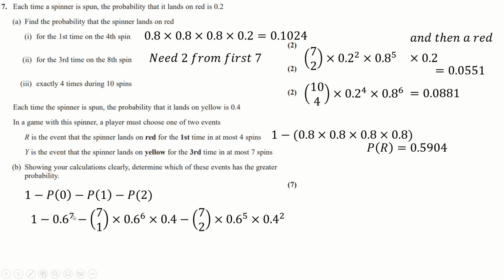So 0.6 to the power 7 minus 7 choose 1. So this is just representing getting 1 yellow somewhere in the first 7 spins. This is representing getting 2 yellows somewhere in the first 7 spins. This is representing getting 0 of them. If I take away that from all the possible sample spaces, which is just this one, I'll end up with all the cases where I end up with at least 3 in those 7 spins. And that's just this probability here.